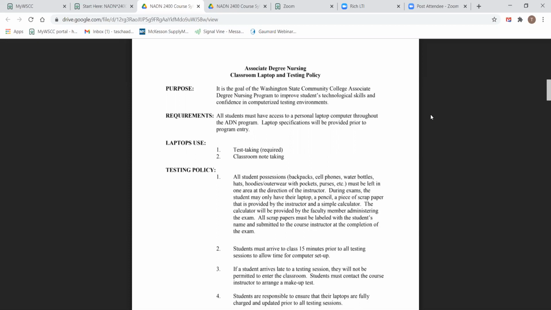Make sure that you have Respondus downloaded prior. And then we will do a trial exam. So I just want to make sure that you're able to get in, and we will do a trial exam to make sure that everything is functioning correctly. So that way, Respondus is working well.